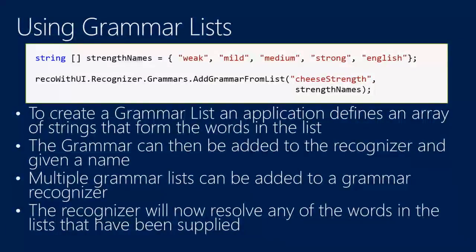I can then add a grammar, which I'm going to call cheese strength, and I'm going to give it that list of words as the words I want to recognize. I can load up my recognizer with multiple grammars should I wish to do that. And now it'll recognize any of these words in the grammar list and give me a confidence value and tell me which one has been said.